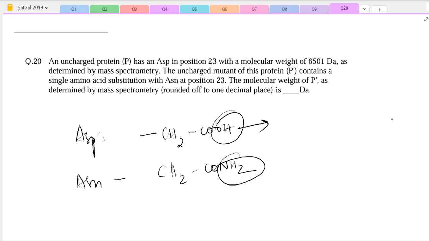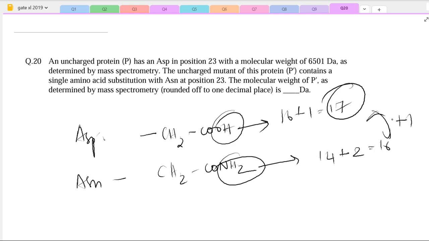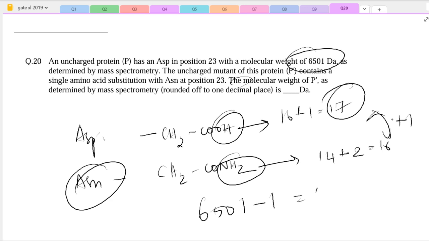So here, if you just take the molecular weight of OH, it's going to be 16 plus 1, which is 17 atomic mass units, and if you take NH2, it's going to be 14 plus 2, which is 16. So if you look at the difference, it's just an extra 1 AMU for aspartic acid. So now if there's going to be a mutation with asparagine, then the molecular weight is going to decrease by 1 Dalton, which is 6501 minus 1, which is 6500 Dalton or 6.5 kilodalton. However, they have asked the answer in Dalton, so the correct answer here is 6500.